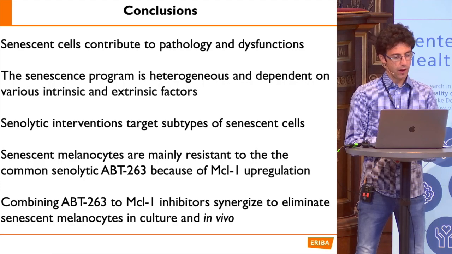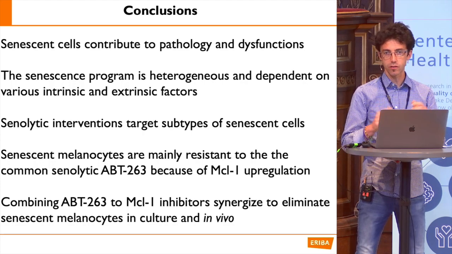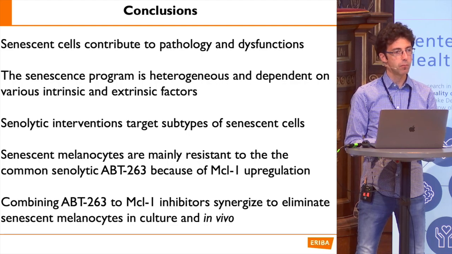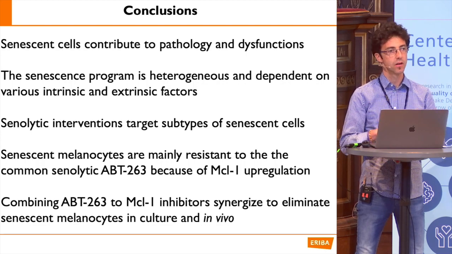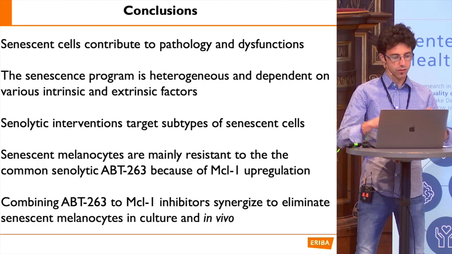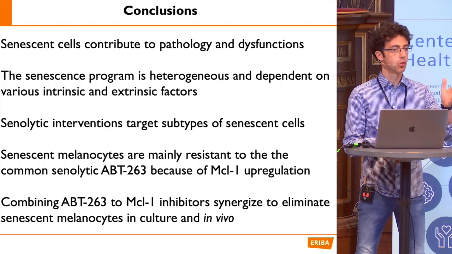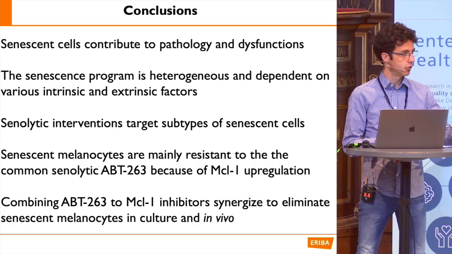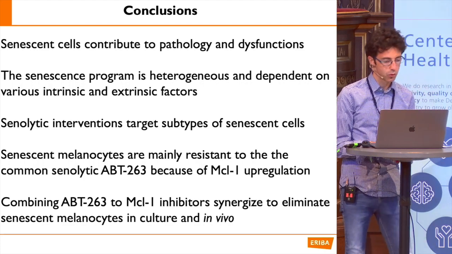So with this, I conclude, and I hope that I could show you that senescent cells are indeed a quite common contributor to aging and pathologies associated with aging. However, the senescence program is very heterogeneous, and there might be a lot of compensatory mechanisms that would make senescent cells more or less resistant to the common senolytic interventions that we have. And I didn't mention this, but an analog of ABT263 is currently in phase 2 clinical trials for macular degeneration. This is a drug that Unity Biotechnology is using, or an analog of ABT263.